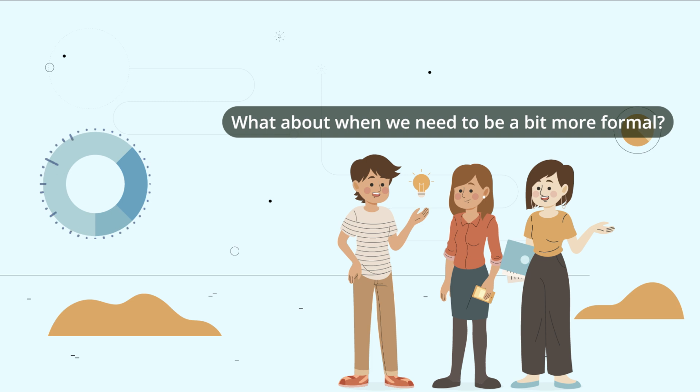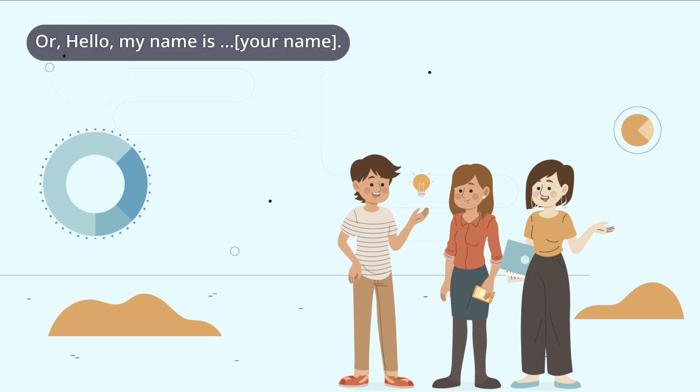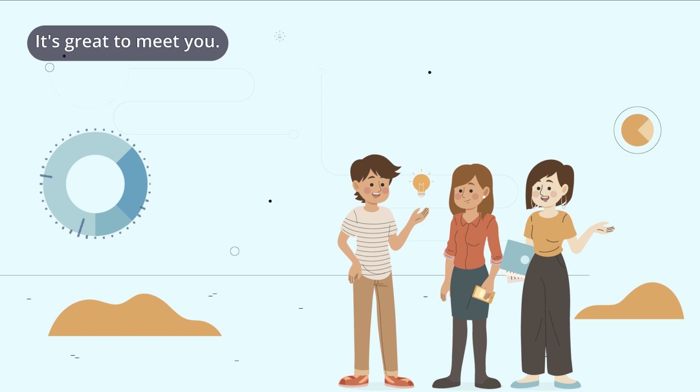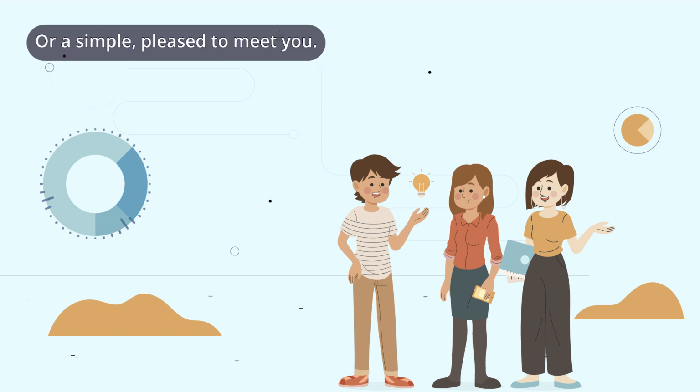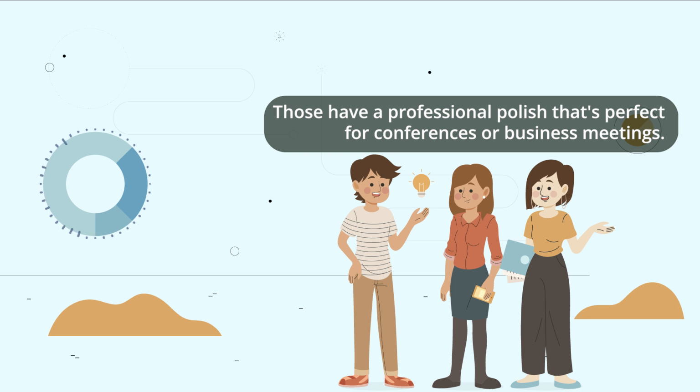Exactly. What about when we need to be a bit more formal? For those situations, you can use, "Good time of day. My name is Name, and I am the job title role." Or, "Hello, my name is your name. It's great to meet you." Or a simple, "Pleased to meet you. I'm your name." Those have a professional polish that's perfect for conferences or business meetings.